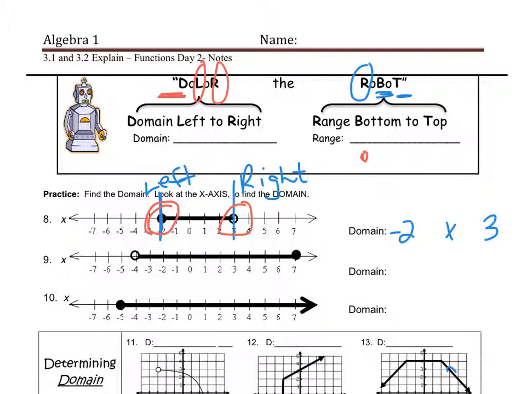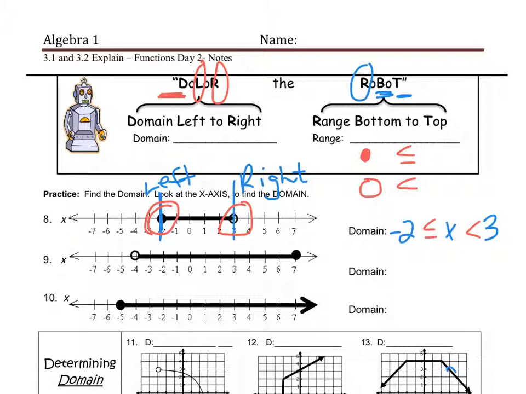So a solid closed circle, let's make sure that's good and solid, that is going to be less than or equal to. And an open circle just means less than. So to finish this up, our left has a solid circle, so it's going to be less than or equal to, and our right has an open circle, meaning it's not included. It's just less than.